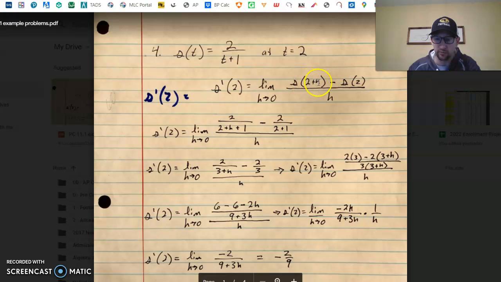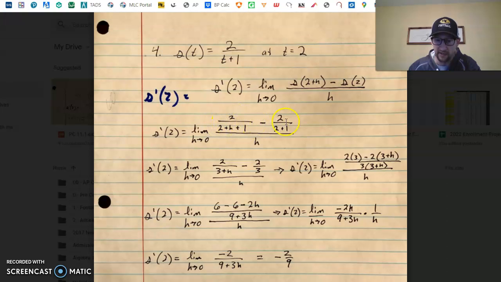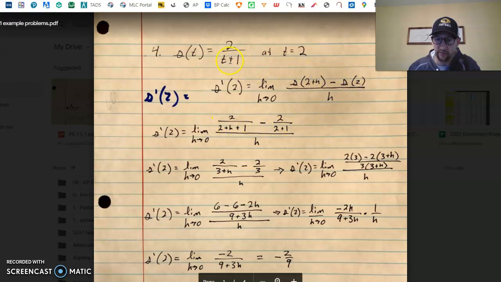Now, I plug in 2 plus h into the function. So 2 over 2 plus h plus 1, right there. Minus, plug in 2 into the function, 2 over 2 plus 1. So 2 over 2 plus 1 is here. So this line is just me plugging in 2 plus h and plugging in 2 into the function.